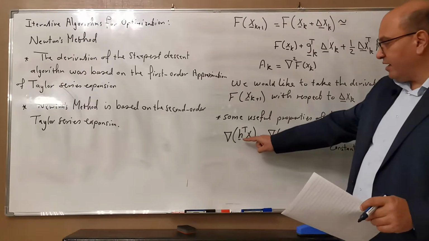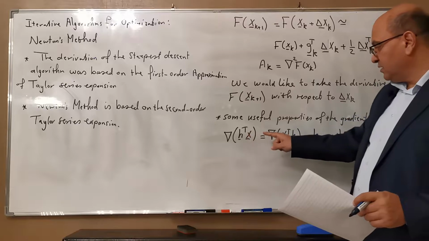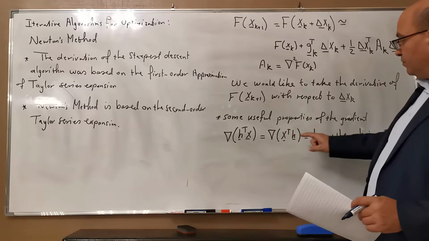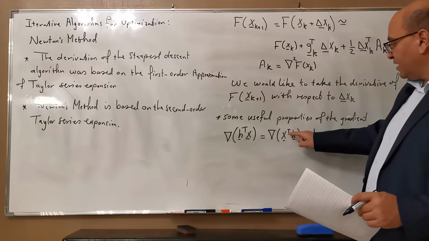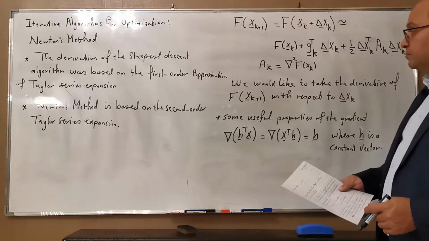So this is in mathematics, the gradient of the inner product where h is a constant vector. X is our variable, the gradient of x, but we have an inner product, h transpose x. This is equal to h. And the gradient of x transpose h is also equal to h.